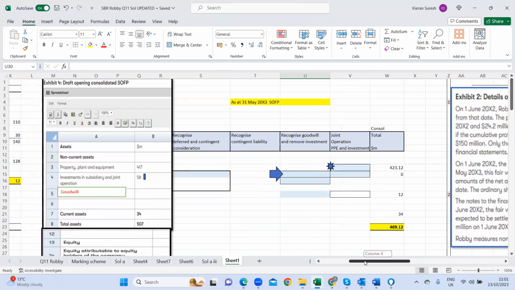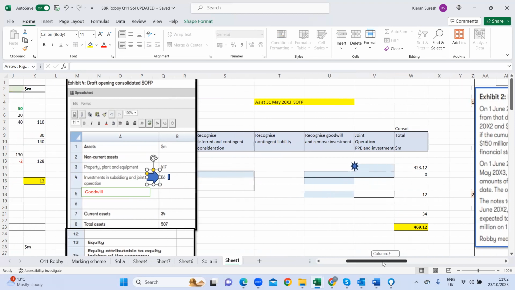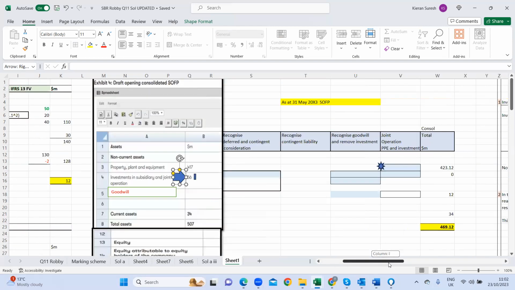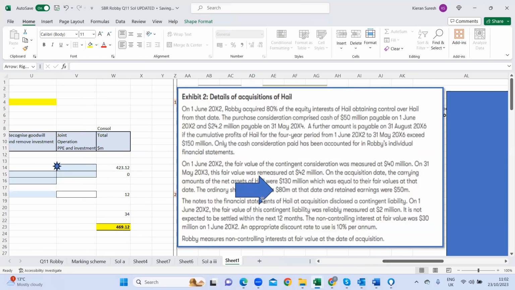Now we need to read a little bit further to understand this. What is this 56, and what is the breakdown of this 56? We have already done the goodwill calculation, so I will be referring back to it to explain. Let's read it through. The first paragraph says the purchase consideration comprised 50 million payable on 1st June 2012, and 24.2 million payable on 31st of May. So this is deferred consideration, and a further consideration, which is a contingent consideration, was considered.